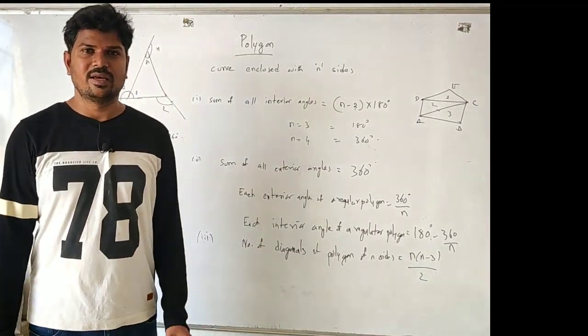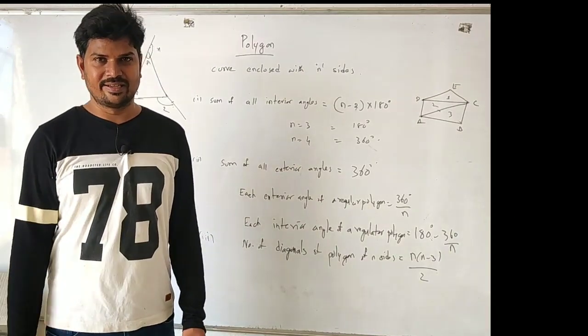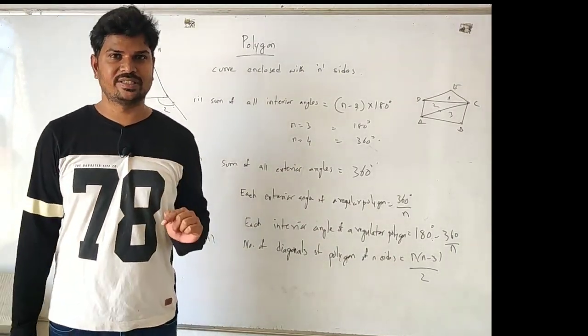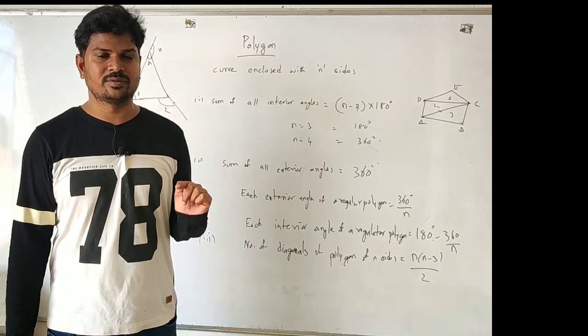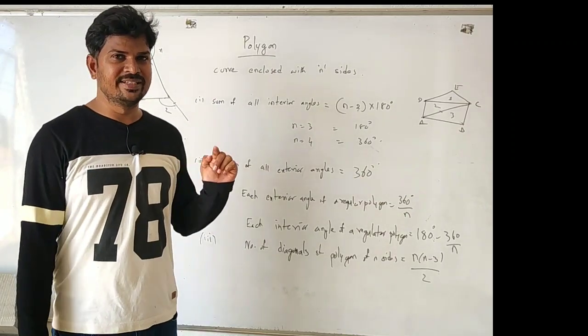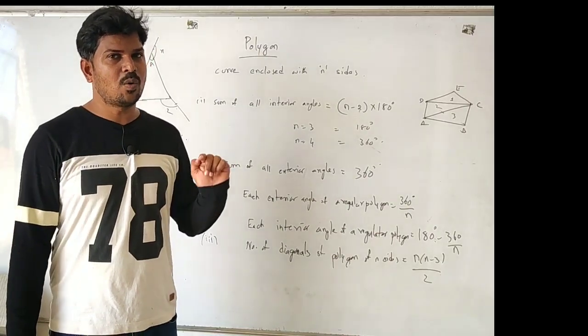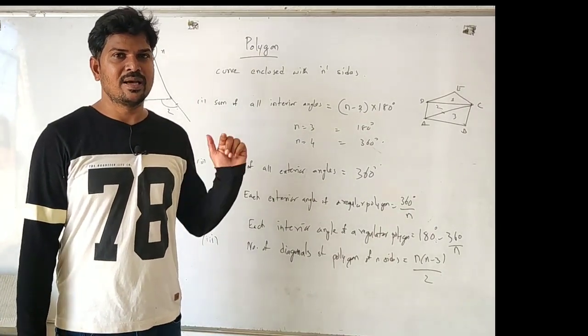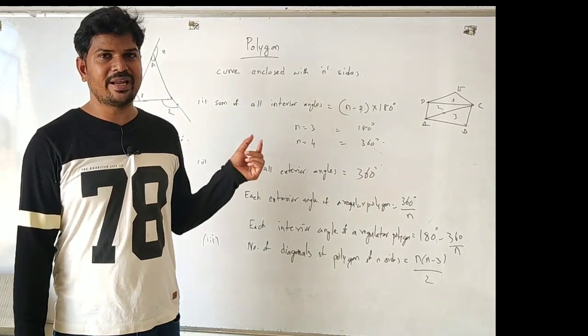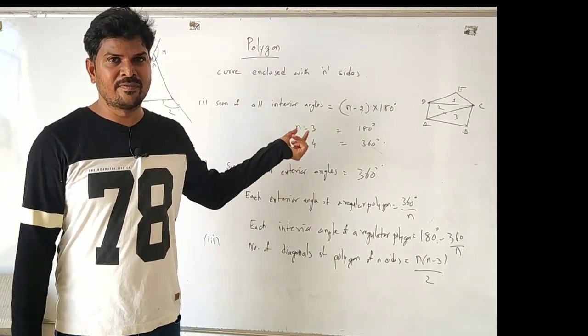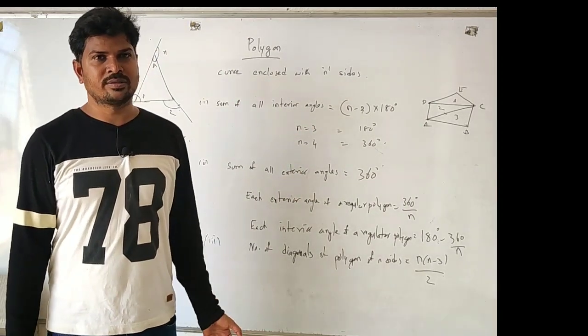Let's discuss polygons here. A polygon is nothing but a closed curve with n sides. Poly means n is not fixed; n can be any value, then we call it a polygon. If n is 3, we call this polygon a triangle. If n is 4, we call it a quadrilateral. If n is 5, we call it a pentagon. Like this, we name them based on the n value. So irrespective of the n value, we are discussing polygons here.